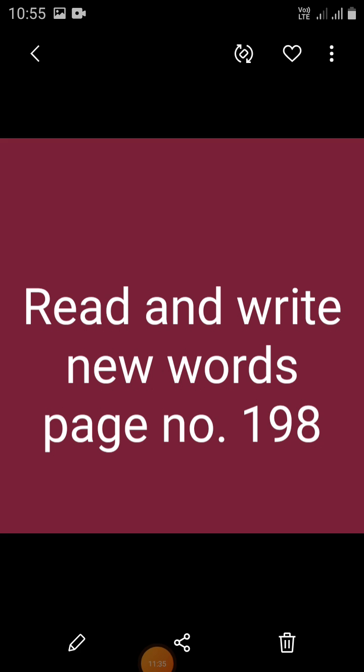Read and write new words, page number 198 from lesson number 3, bones and muscles. Write in your science homework book and send it on WhatsApp.